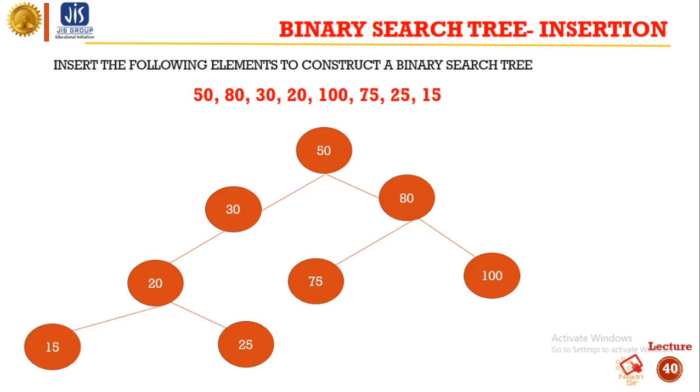This is how we insert elements into a binary search tree. We check whether the element that we want to insert is greater than or less than the topmost element of the binary search tree. If it is less than, it will be placed on the left hand side, and if it is greater than, it will be placed on the right hand side. This process will be repeated.